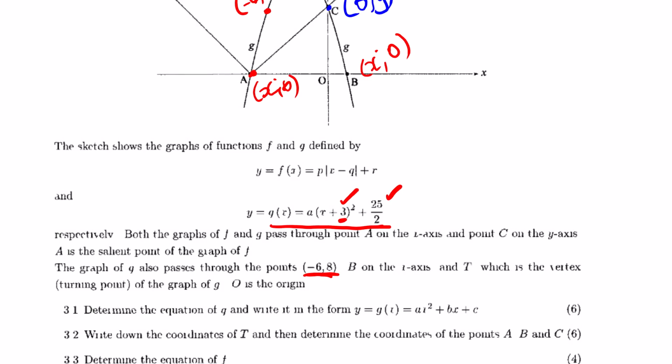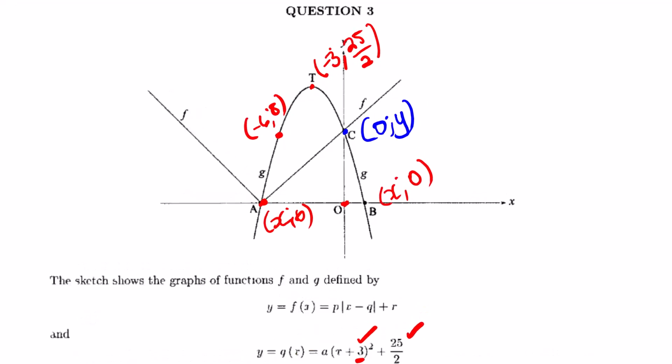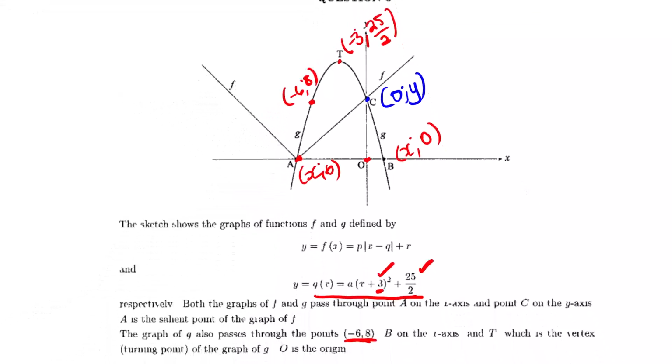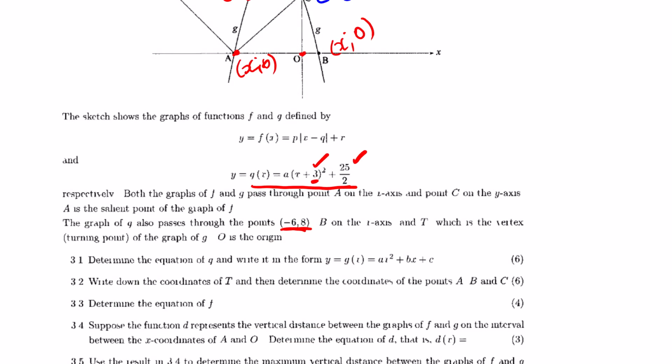B on the x-axis and T, which is the vertex turning point of the graph G. O is the origin. So this is the origin. We already talked about the turning point T. I hope you can see this. Okay, now let us go to the questions.